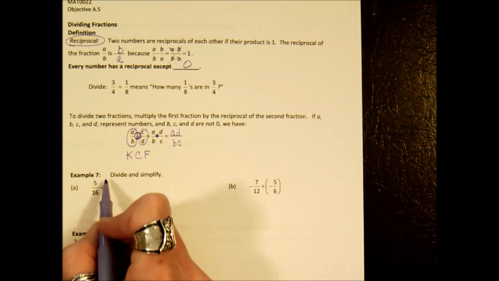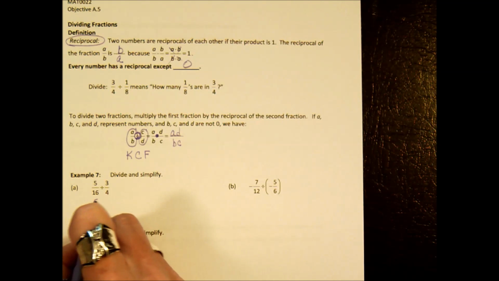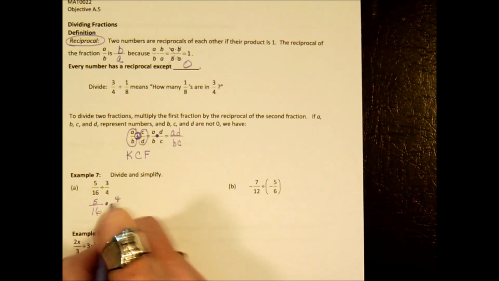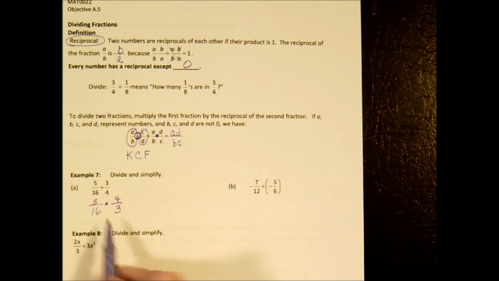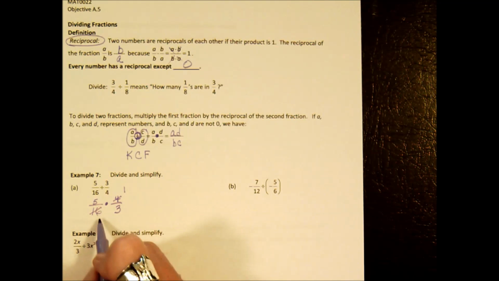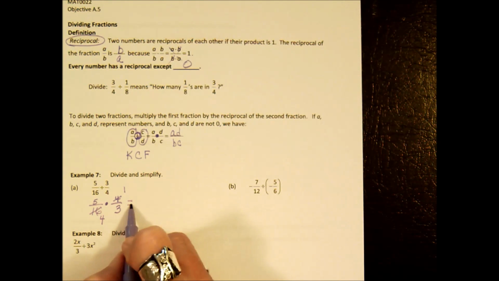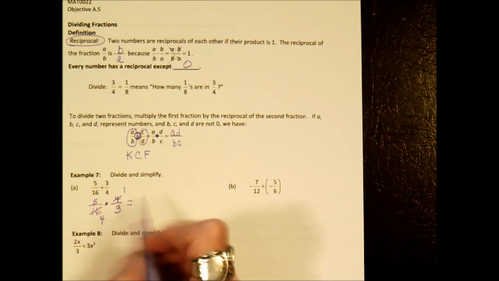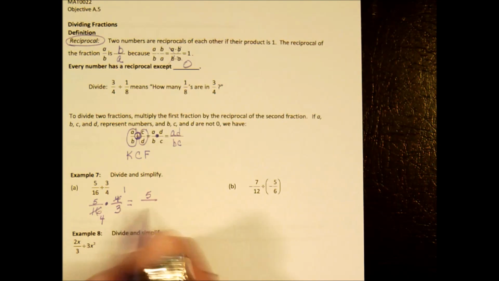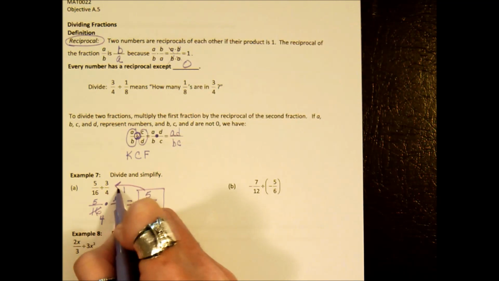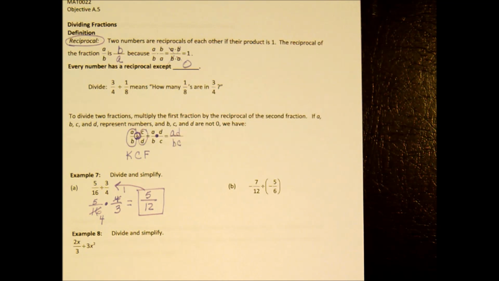5/16 divided by 3/4 means keep, change to multiplication, flip to the reciprocal. Now that we are multiplying, we can cross cancel. 4 goes into 4 once, it goes into 16 4 times. The 5 and the 3 will not cross cancel. And so we end up with 5 times 1 is 5 over 4 times 3 is 12. And that's the answer to the original division problem that we did with multiplication.